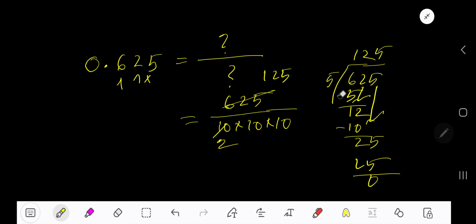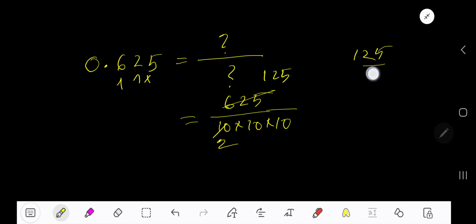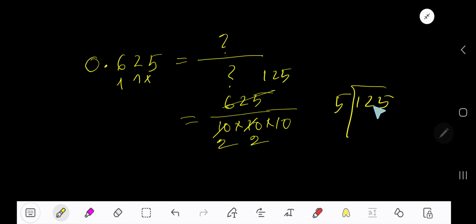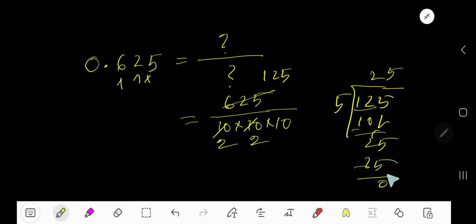Again, this 125 is divisible by 5 because the last digit is 5. And this is divisible by 5. We will get 2, and 5 goes into 12, 2 times 5, 10. Subtract 2, bring down another 0, another 5. 5 goes into 25, 5. 5 times 5, 25. So 25.